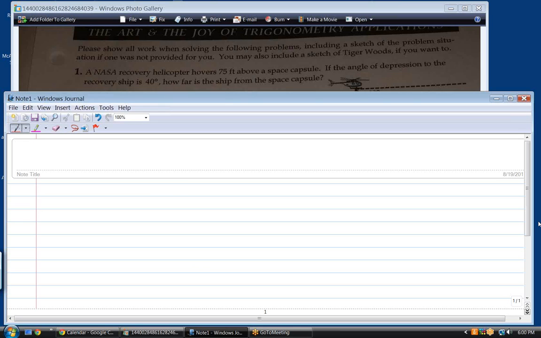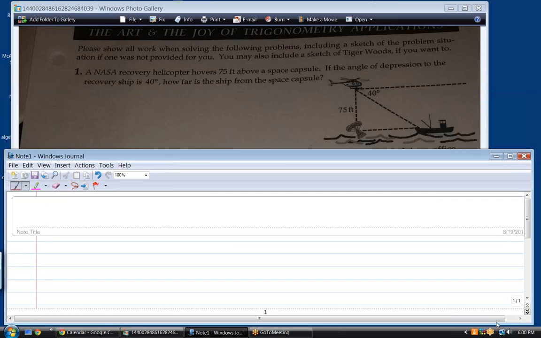All right. All of these word problems are merely triangles that you need to solve. Triangle here, that's 75. This is what we're solving for: X, the distance to the boat. And if this angle of declination, or the angle of depression, excuse me, is 40 degrees, which angle do we know in that triangle?